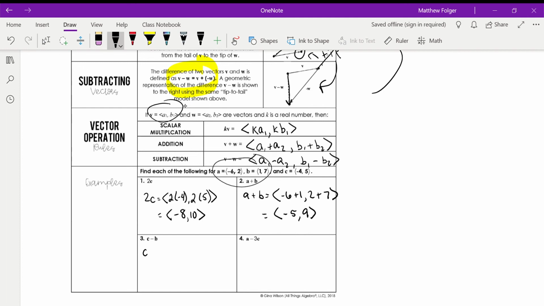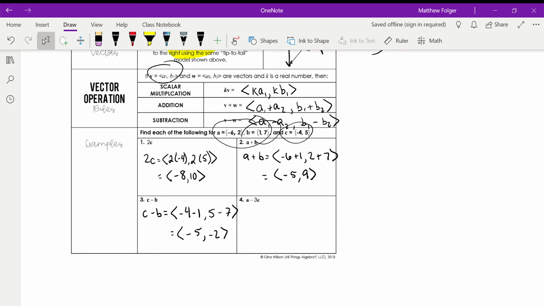C minus b. Let's keep going. C minus b equals. So take C and B and start by subtracting the first values, -4 minus 1. Now make sure you're going in the same direction that it is here. C goes first, B goes second, comma, and then 5 minus 7. So this is going to be -5, comma, -2. Again, it's the same as C plus -b. So if you took B and reversed it and put it to the tip of C, this is the new vector that would be created.